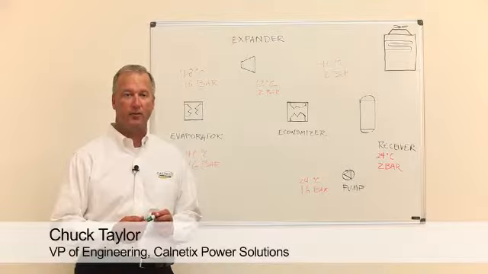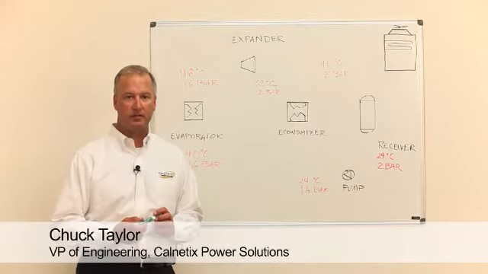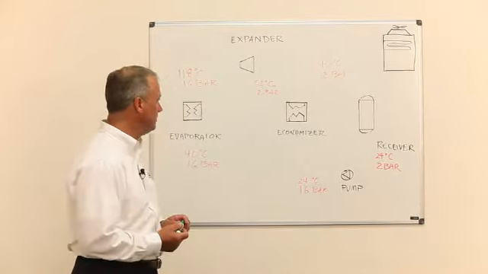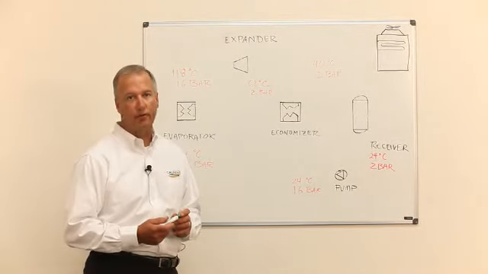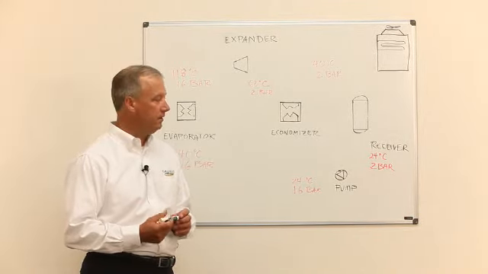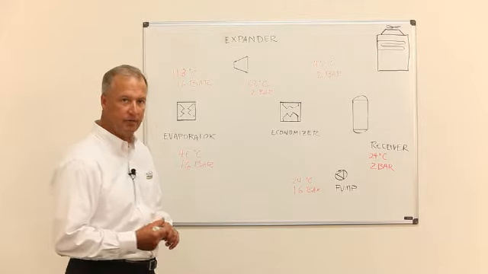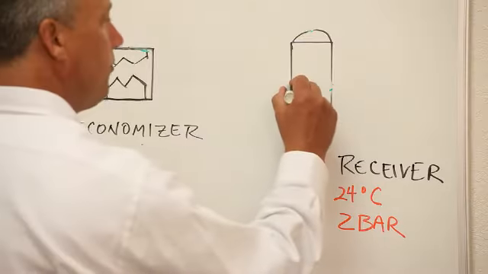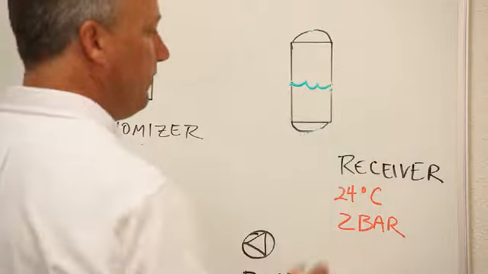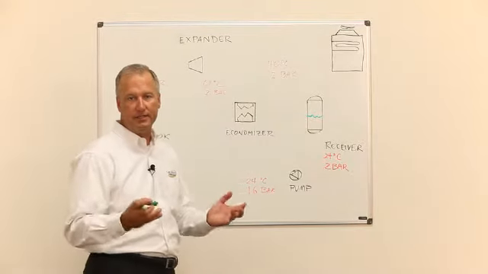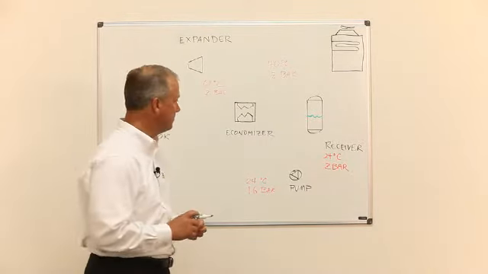Today I'd like to talk to you about the waste heat generator 125 and how the organic Rankine cycle is utilized. We use a refrigerant called R245FA. We'll start our cycle analysis at the receiver, where we store the refrigerant in a stable liquid form at 24 degrees C and 2 bar.